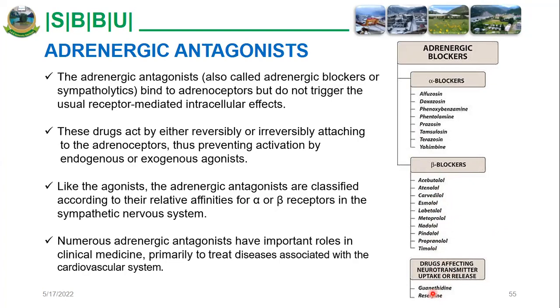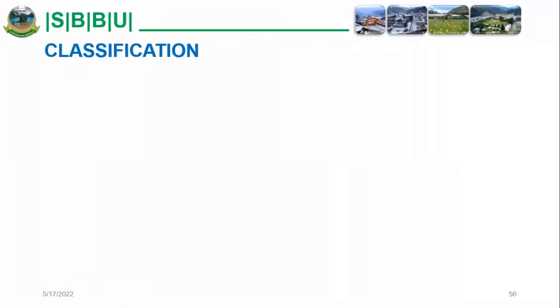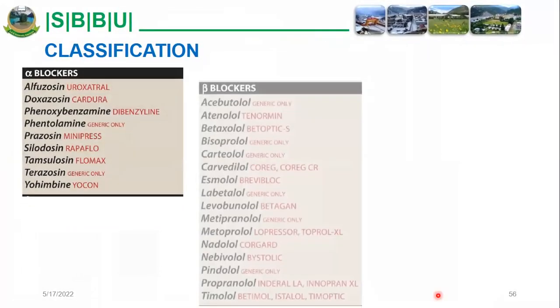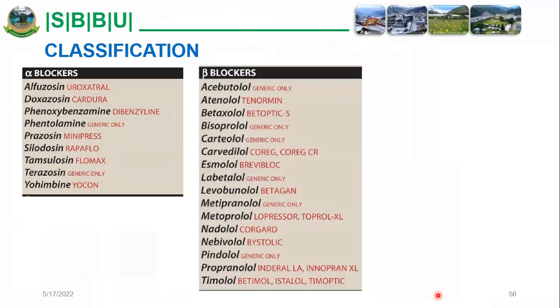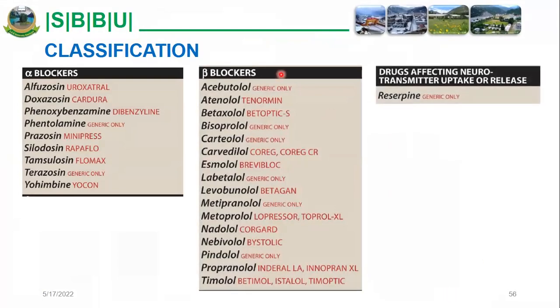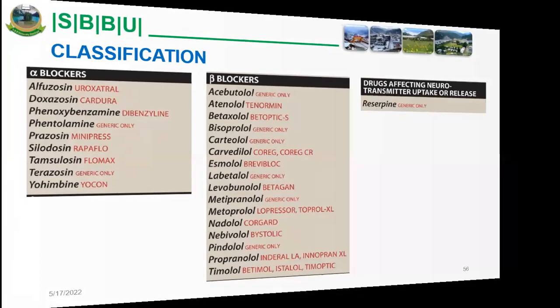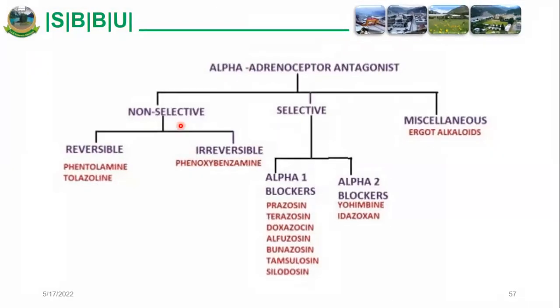While the release of norepinephrine from the vesicles is inhibited by guanethidine. Right? So these can be the antagonistic effects of the drugs. Further classification of blockers and available brands in the market: reserpine is available as generic only. And for the beta blockers, you can see these drugs. This is the classification. Guys should remember this classification.